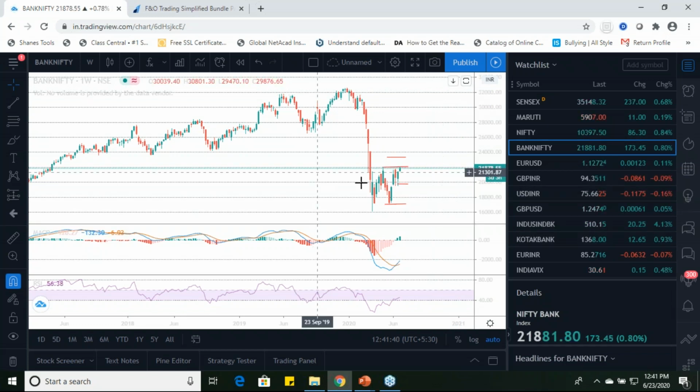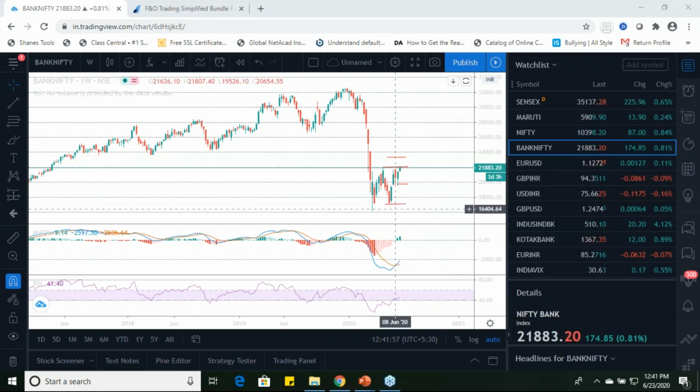So on the upside, it is showing good levels. On the downside, you can see there is a huge support already being built up. So let's see if this support breaks down, we can see Bank Nifty go further to new lows. So that's what the Bank Nifty view is concerned. It's a bit different on the Bank Nifty front.